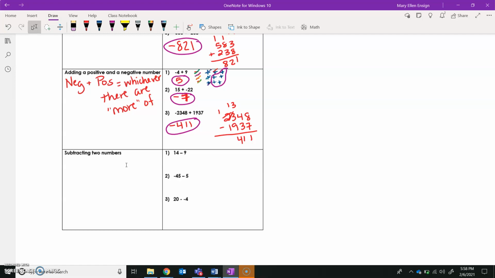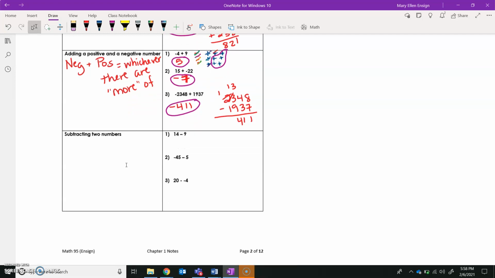As we finished up last time, we were talking about when we add a positive and a negative number together. Our answer is going to have the sign of whatever there were more of. The number part of our answer is going to be the difference between how many positives we had and how many negatives we had. Here we had 4 negatives and 9 positives. Remember, those 4 negatives canceled out with these 4 negatives here, so that meant there were 5 positives left.